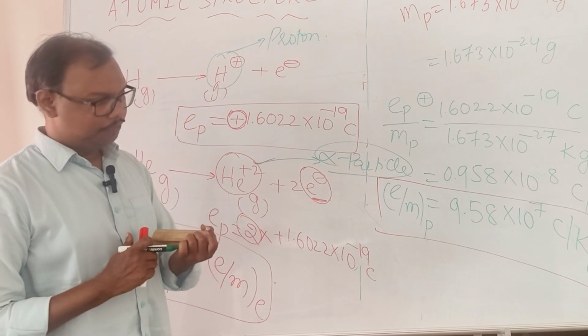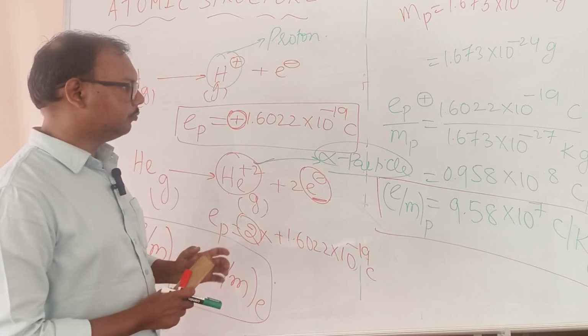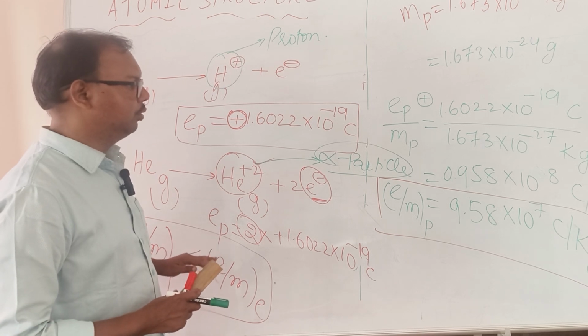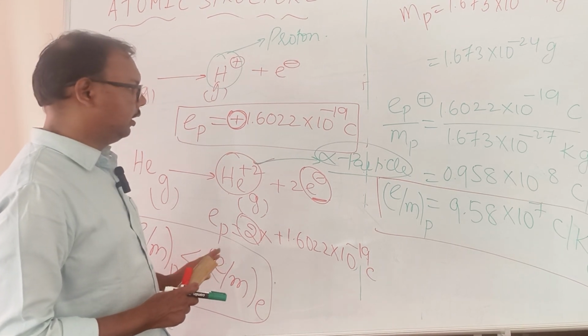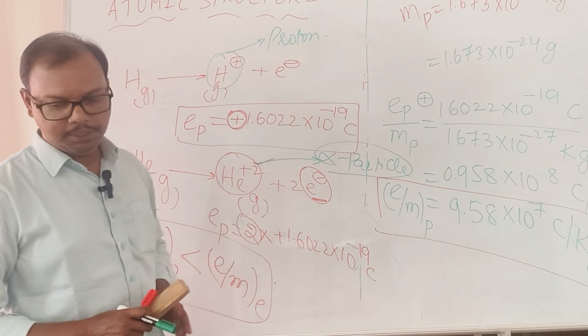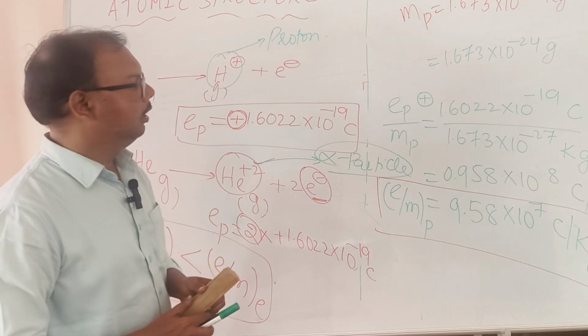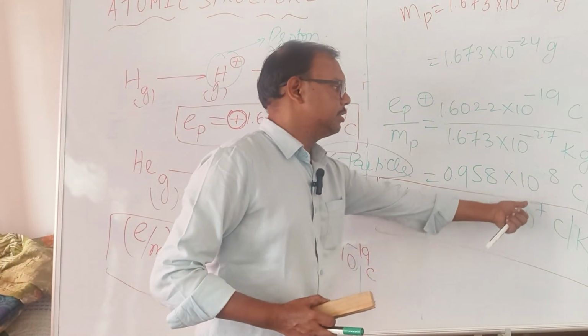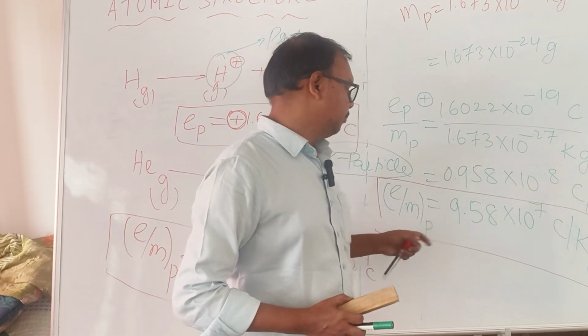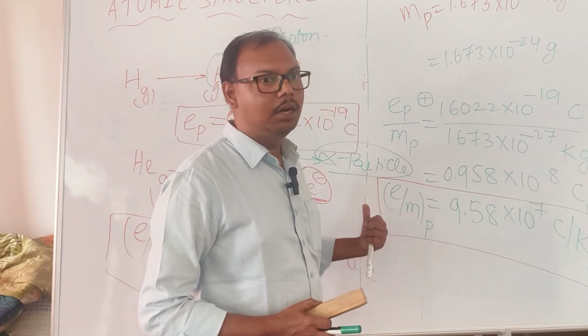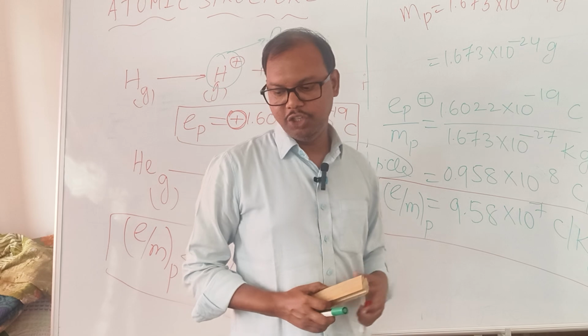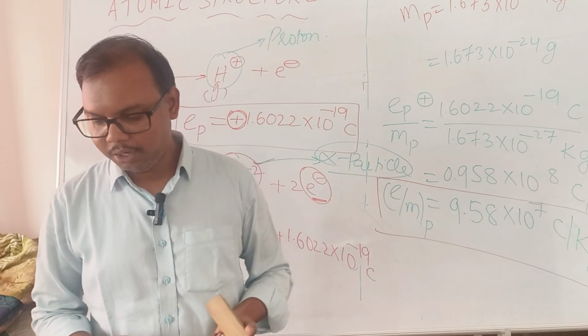Keep that in mind: the E by M ratio of proton is smaller, 10 power 7 only, whereas for the electron it is 10 power 11. That's why the E by M ratio of electron is greater than the E by M ratio of proton. Keep that in mind, all of you.